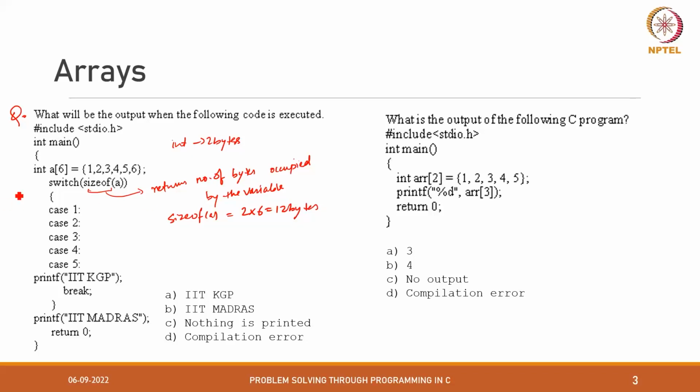So here we are basically writing switch of 12, and a case for 12 does not exist here, right? It is just from case 1 to case 5. So this switch case does not serve any purpose. Nothing will be done in this switch case, because it does not find a matching case. If there was a case 12, whatever was under case 12 would have been executed. But there is no matching case here, so it will just exit the switch case and print the next statement. The print statement is IIT Madras. So here the output will be just IIT Madras.